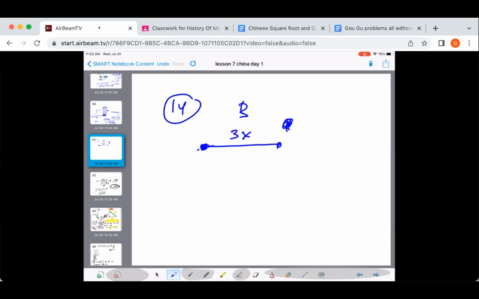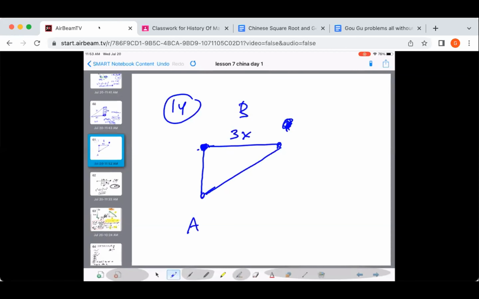Because we don't know what x is. That's the whole point. But the distance that he covers will be 3x. Now the other guy goes south and then turns, walking diagonally in such a way that they meet up at the same place.